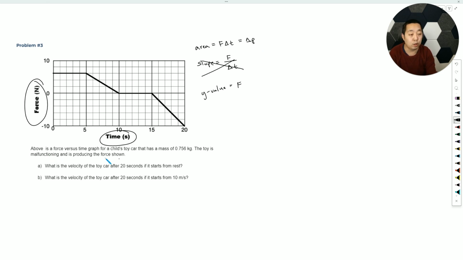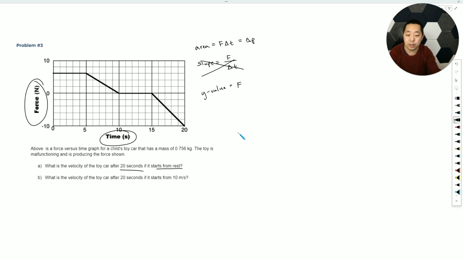Now, let's take a look at what the question is actually stating. The force versus time graph is for a child's toy car with a mass of 0.756 kilograms. The toy is malfunctioning and producing a force shown on the graph. What is the velocity of the car after 20 seconds if it starts from rest?